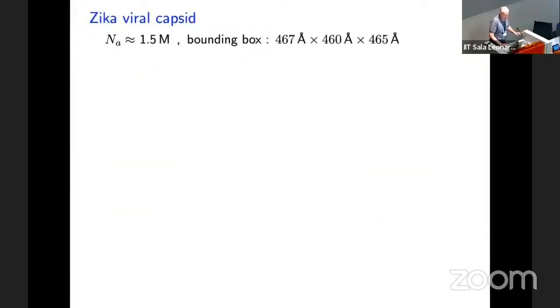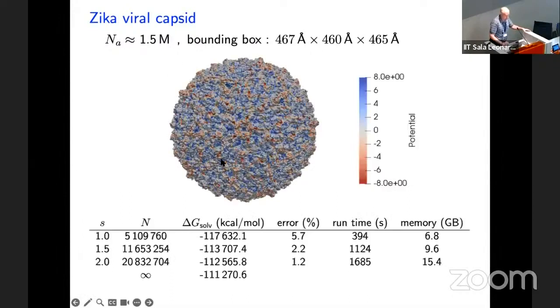I want to show you now a computation of the Zika viral capsid. This has 1.5 million particles. It's a much larger object, but we can run the BLDTT with 3 values of the NanoShaper scale, with increasingly fine triangulations. Then we compute the solvation energy and extrapolate, and this is an estimate of the exact value. That's how we can estimate the error in the solvation energy. The runtime is like this, and memory, by comparison with other methods, is still pretty modest for something of this size.